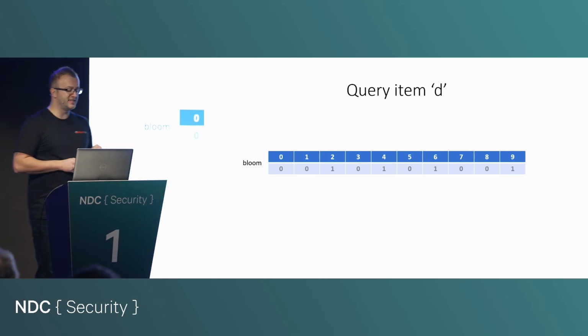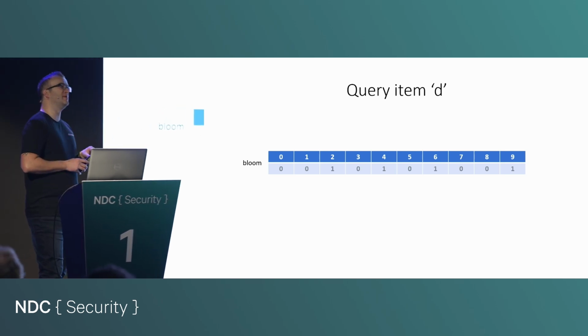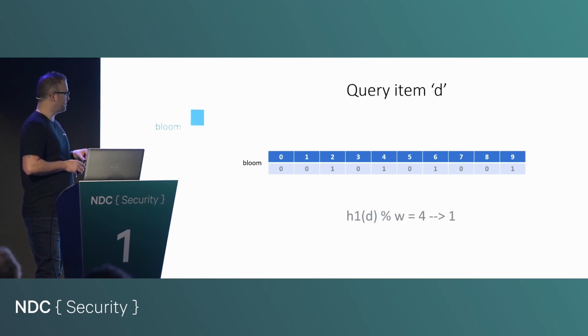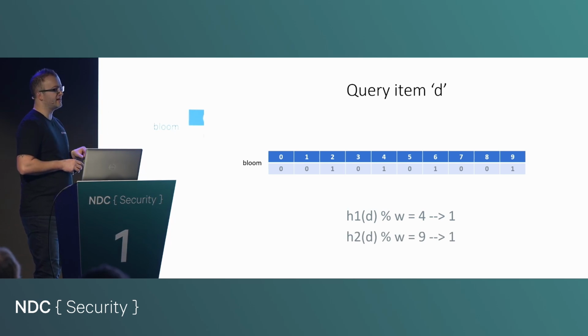Let's take a look at item D, another new report that's just come in. Right, we've never seen this report before. We're going to query against the filter. If we hash item D with hash function 1, it tells us to look up index 4. And if we hash it with hash function number 2, it tells us to look up index 9.